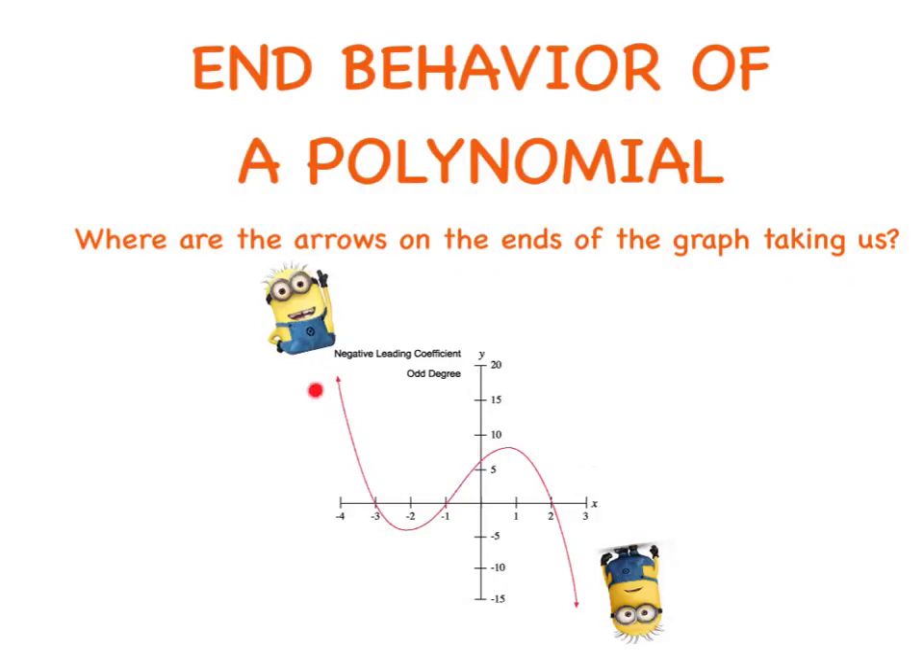So tonight, it's all about focusing on this end of the graph. We'll call this the extreme left. And then we're also going to focus on this side of the graph. Where is the extreme right side taking us? And throughout the night, we're going to be focusing on things like this. Is the leading coefficient positive or negative? In this case, it's negative, and we're going to show you tricks on how to figure that out.